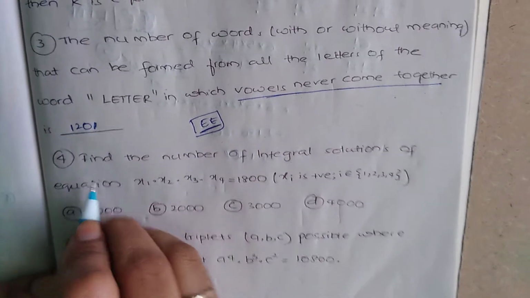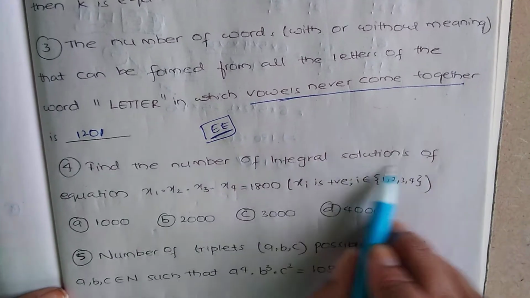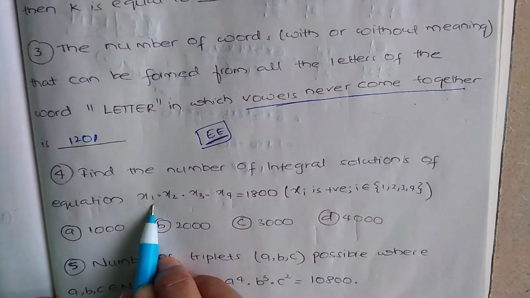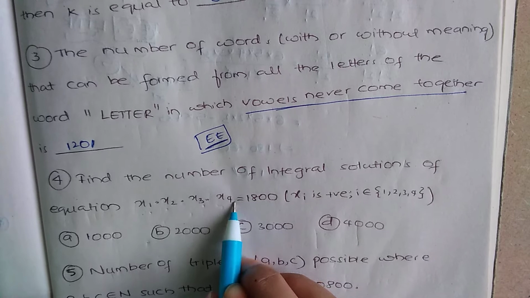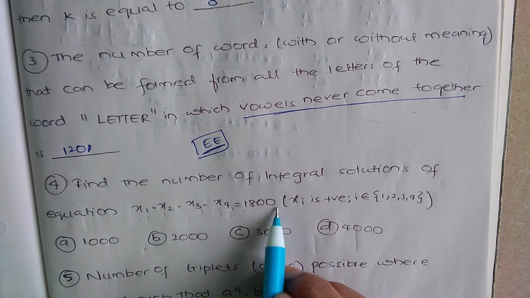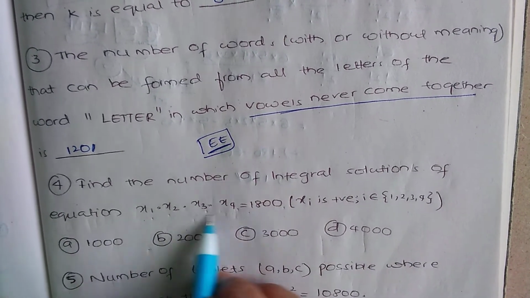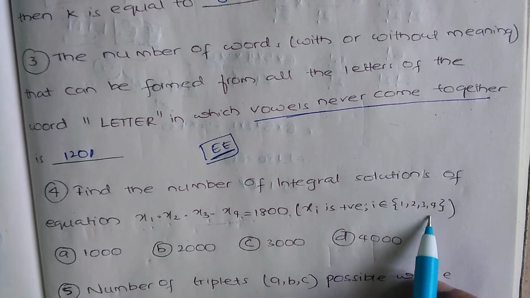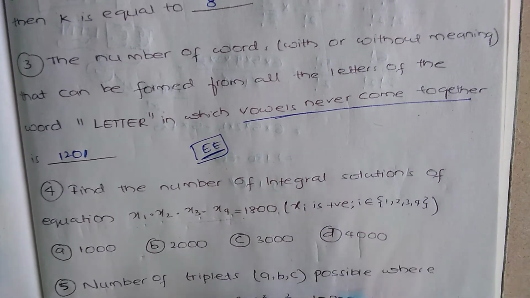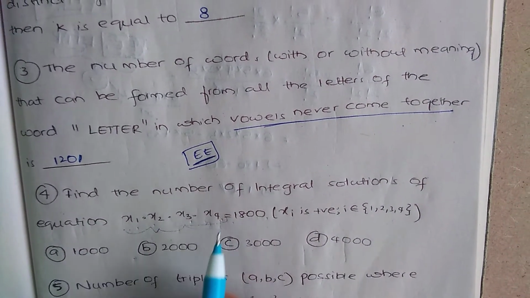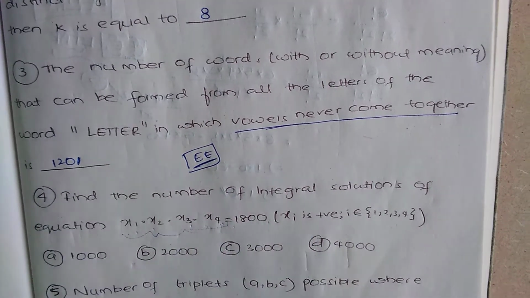Okay. Fourth one, find the number of integral solutions of the equation x1 into x2 into x3 into x4 is equal to 1800, where all these are positive. This means all these x1, x2, x3, x4 are positive. Okay, we have to find such integral solutions. Fourth one.